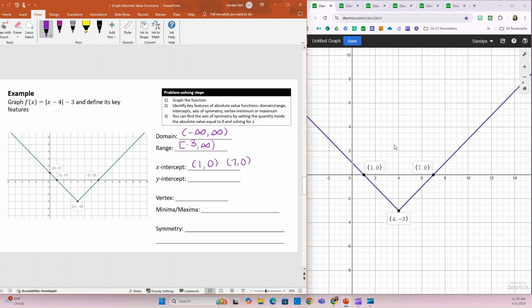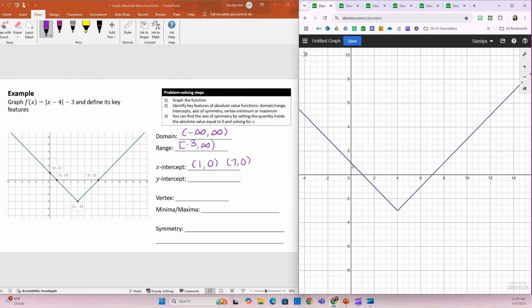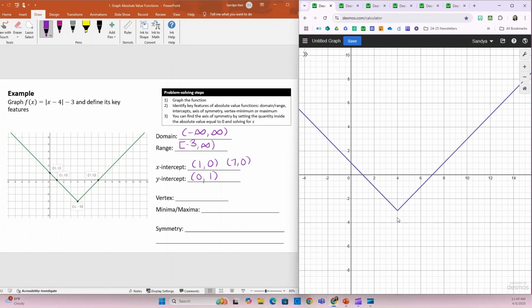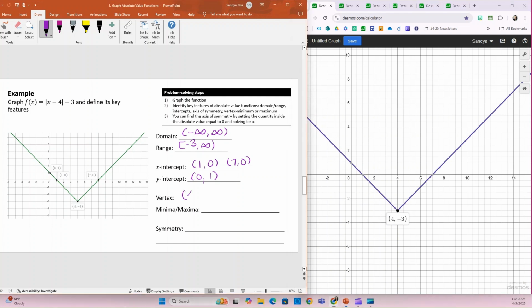For the y-intercept, I'm just going to click on where this graph crosses the y-axis, and here it gives me the point (0, 1). The vertex is going to be that corner point of my graph, so I'm just going to click on that, and that's going to be (4, -3). That is the lowest point because my absolute value function does open up, so that's going to be the minimum. So it has a minimum of -3 at x equals 4, because the minimum value is going to be the y value because that's the lowest point of the function.